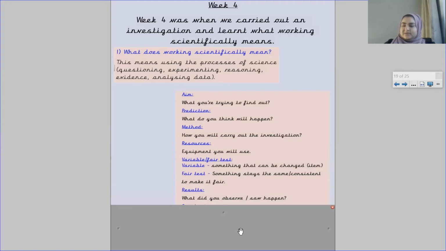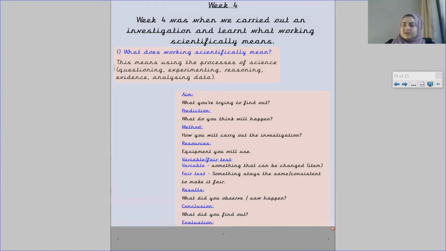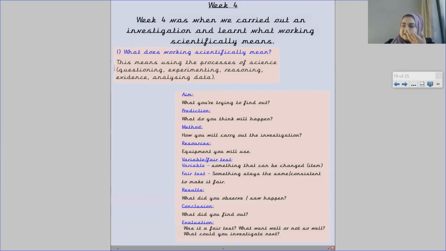Results are what you observed or saw happen. Conclusion is what you found out. And evaluation is what was a fair test, what went well, and what you could investigate next.